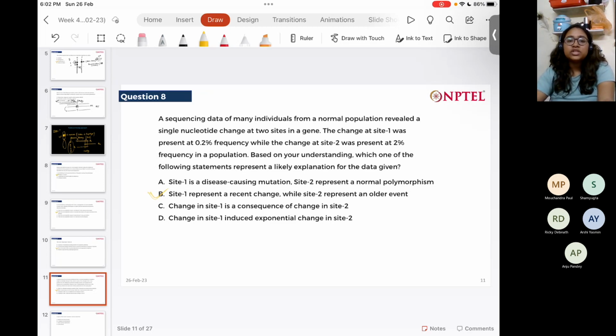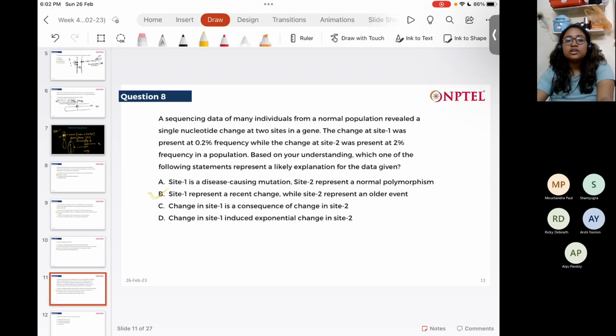And the second mutation has come up previously, like 4 or 5 generations back, and now it has propagated itself within the population, because of which the frequency is higher. So that's why option B is a clearer explanation of why this is happening within the population. Not A, not C, not D. Neither of them explains it.